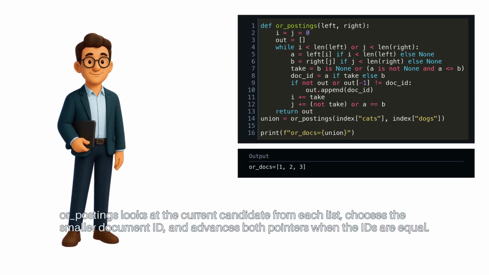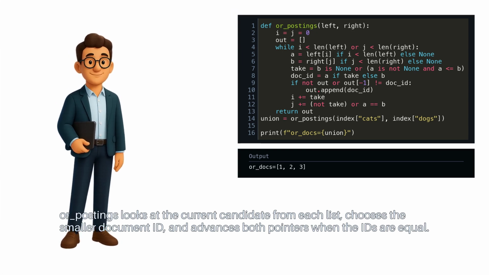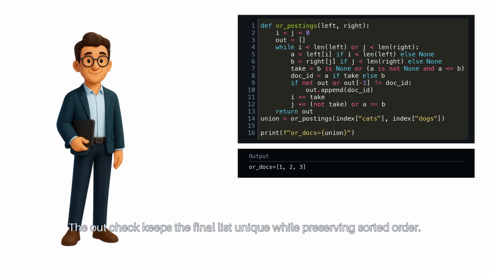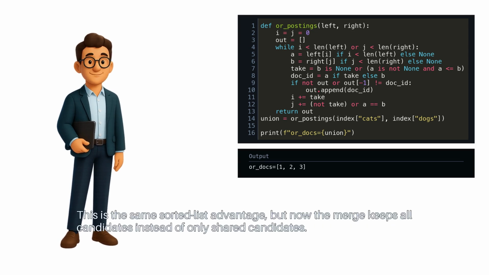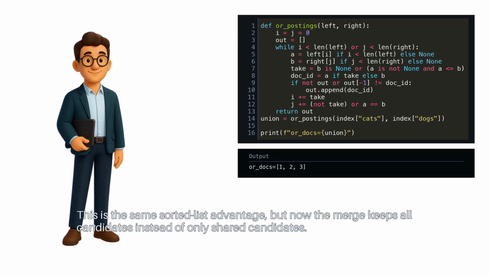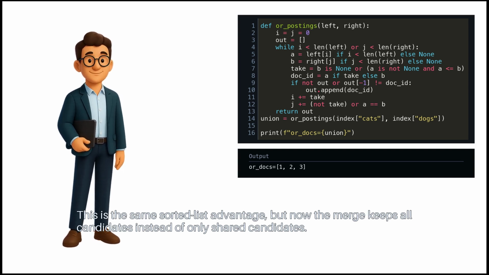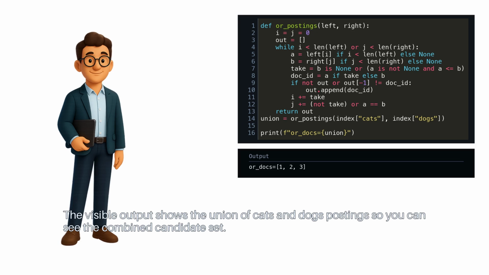removed. OR postings looks at the current candidate from each list, chooses the smaller document ID and advances both pointers when the IDs are equal. The out check keeps the final list unique while preserving sorted order. This is the same sorted list advantage. But now, the merge keeps all candidates instead of only shared candidates. The visible output shows the union of cats and dogs postings so you can see the combined candidate set.